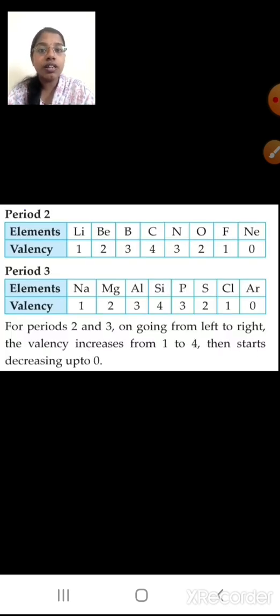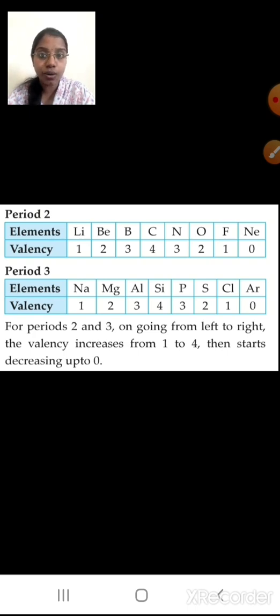Here you have period 2 and period 3. These are the elements which I have arranged here, with their valency written. Starting with period 2, you have lithium, beryllium, boron, carbon, nitrogen, oxygen, fluorine, neon. These are all the elements of period 2. You will see the valency is 1, 2, 3, 4, 3, 2, 1, 0. Can you see something? The valency increases till 4, again it decreases and finally becomes 0.